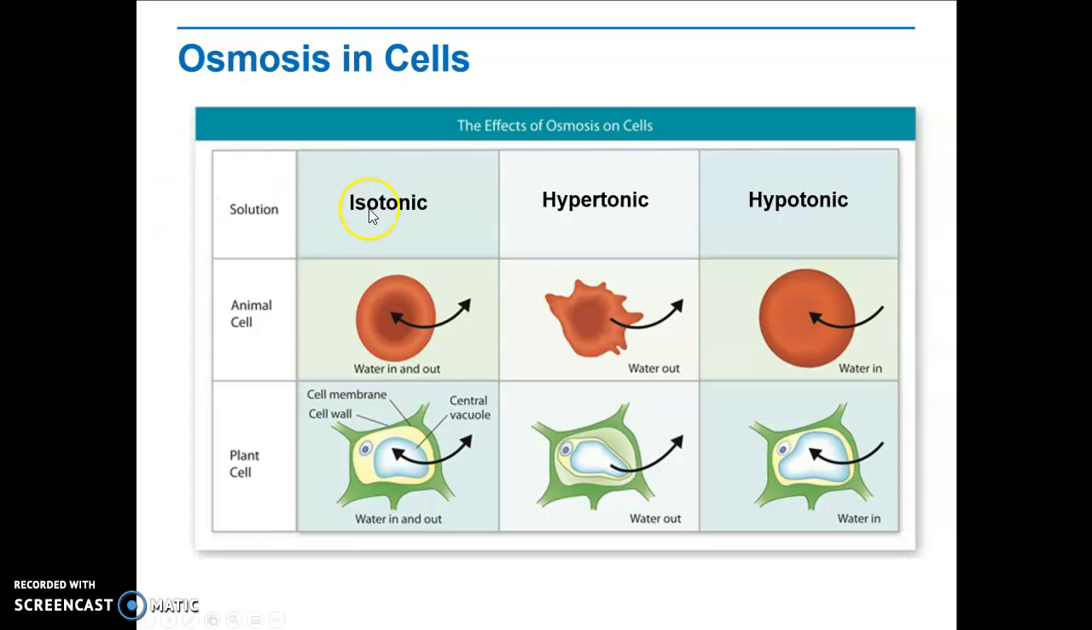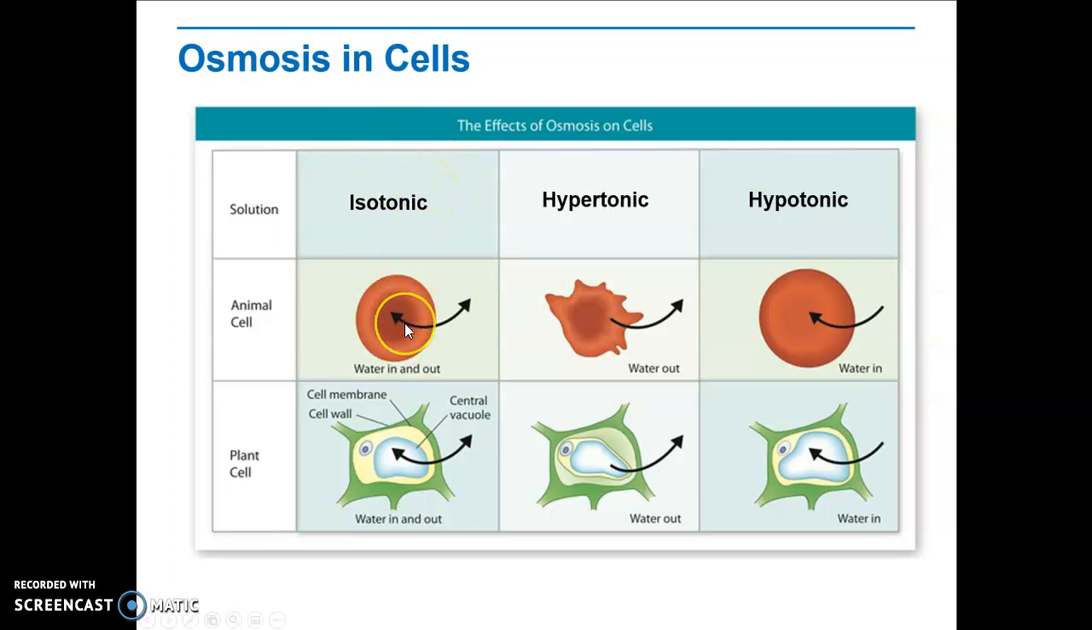I want basically the same chart. I want isotonic, hypertonic, and hypotonic here. And I want you to draw an image of a cell. So you're going to have just 3 different cells. You don't have to make them specific to plant or animal. 3 different circles, okay? I want you to draw a solute in a solvent with these types of concentrations.